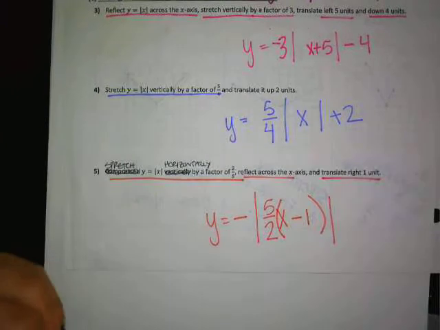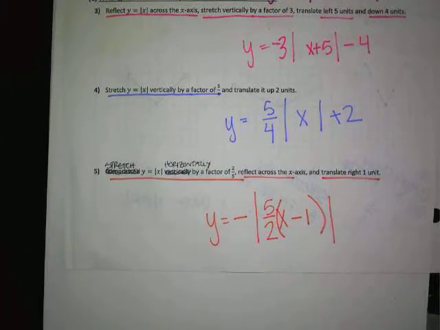Now, you have to put these parentheses here because 5/2 is your B. This is your C. How do we know that 5/2 is a B? Because I said by a factor of. What happened to the X? It's just right here. We only have one X. So there's no D.